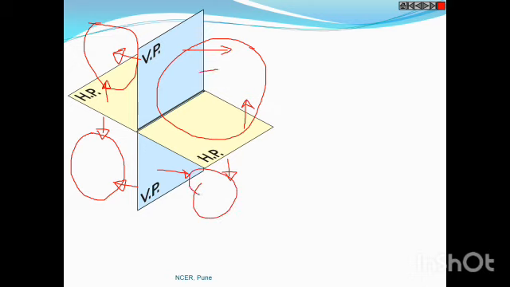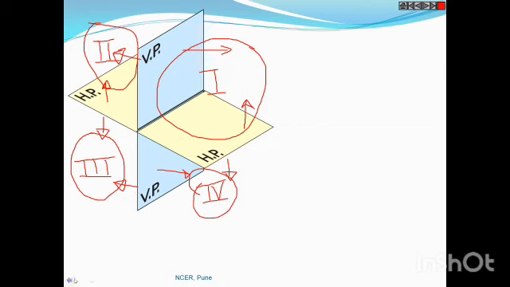Okay. So this is the first quadrant, this is the second quadrant, this one is the third quadrant, and this is the fourth quadrant. Okay. So above the HP, in front of the VP, first quadrant. Above the HP, behind the VP is the second quadrant. Below the HP, behind the VP is the third quadrant. Below the HP and in front of the VP is the fourth quadrant.